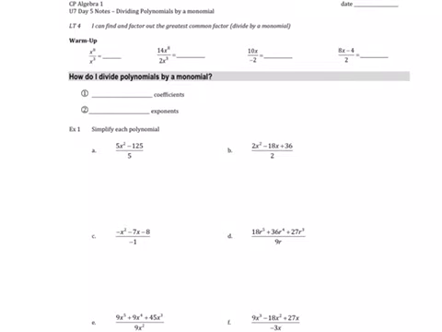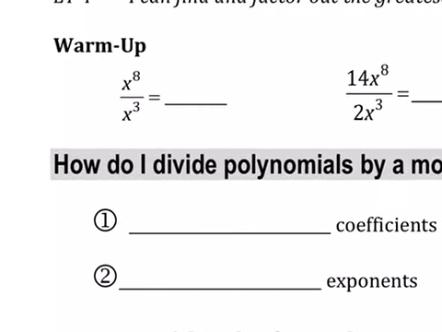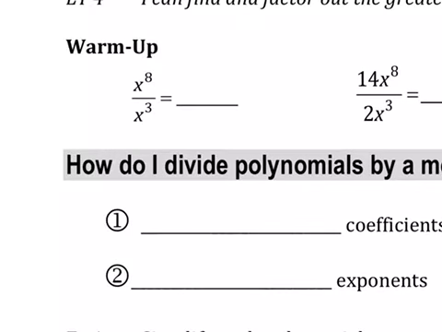Let's start with our warm-up. I'm going to go to the top of the screen here. We have x to the 8th over x to the 3rd. You might have to think back to our unit that had to do with exponents and what we do when we have the same base being divided by a lower exponent. If you remember, we're going to subtract these exponents, okay? So if I have x to the 8th over x to the 3rd, that's going to leave me with x to the 5th.